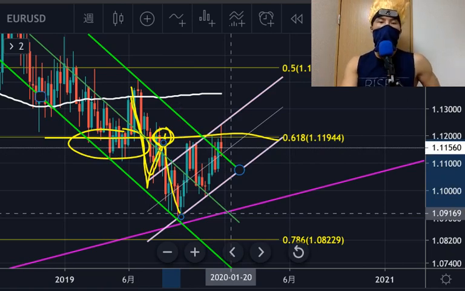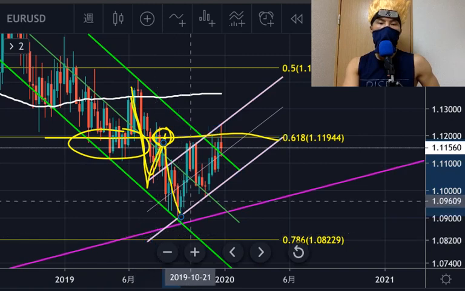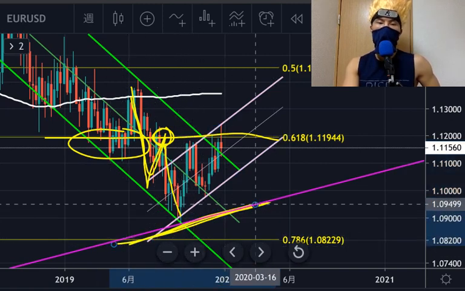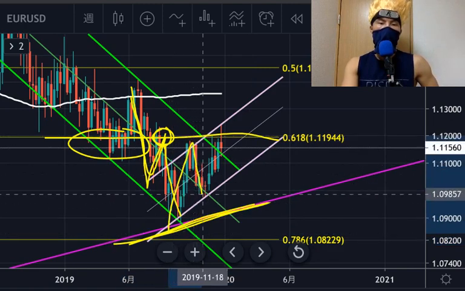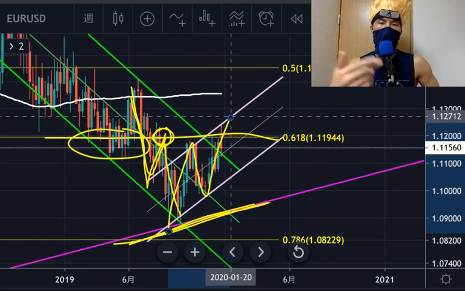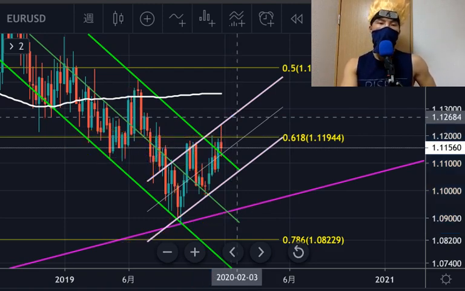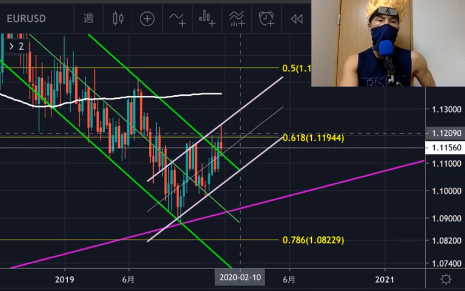So it was a downtrend, but here is the monthly trend line. This is a really strong point, a significant line. So the upper trend may start from here, and it is challenging. Next week is a really important week for the Euro USD.